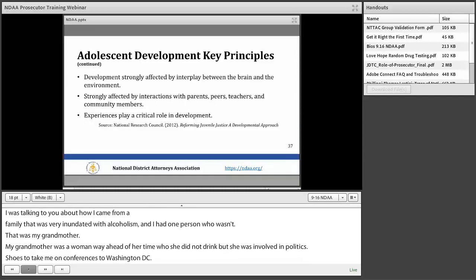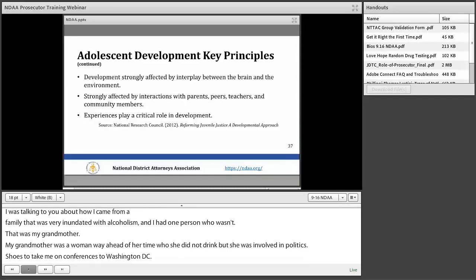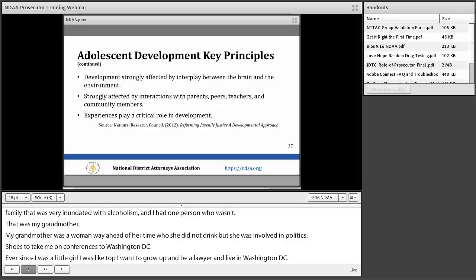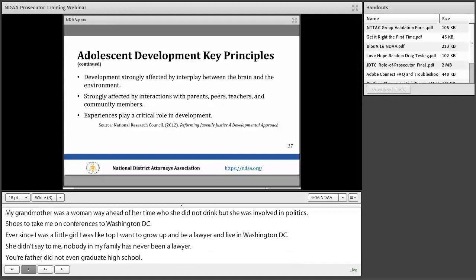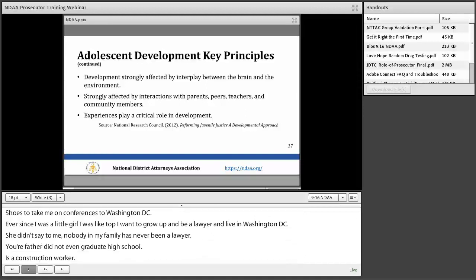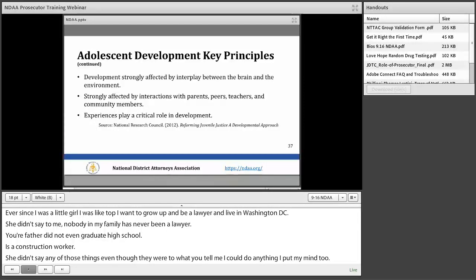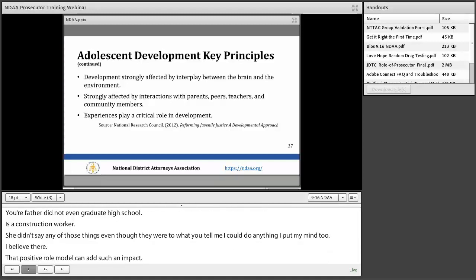She didn't say to me, nobody in our family has ever been a lawyer. Your father didn't even graduate high school. He's a construction worker. She didn't say any of those things, even though they were true, but she told me I could do anything I put my mind to, and I believed her. And so that positive role model had such an impact, because even though I had the genetic predisposition and those other things, the impact that my grandmother had in balancing things out is so powerful.